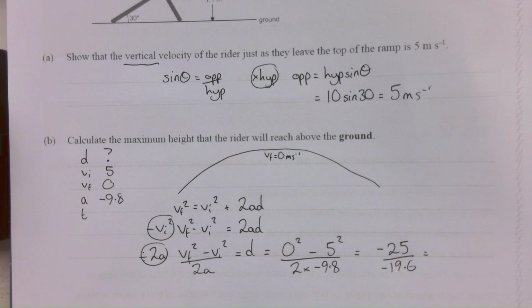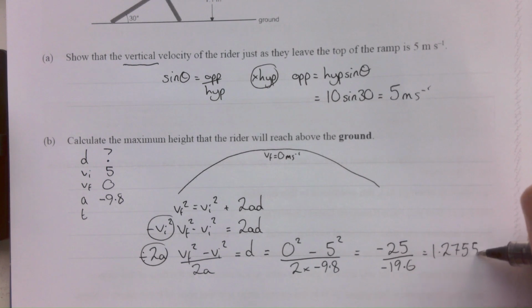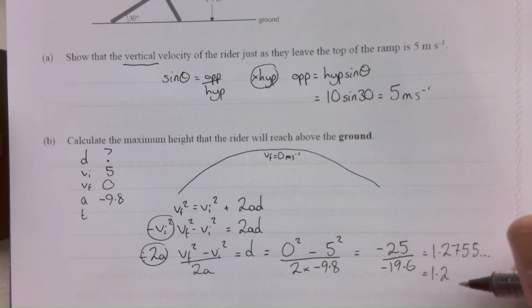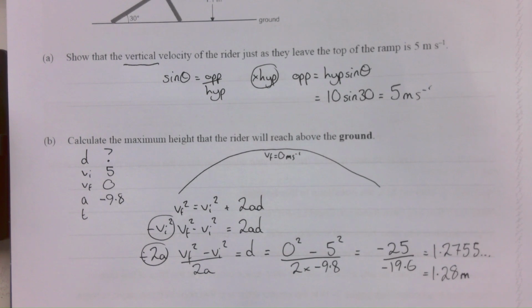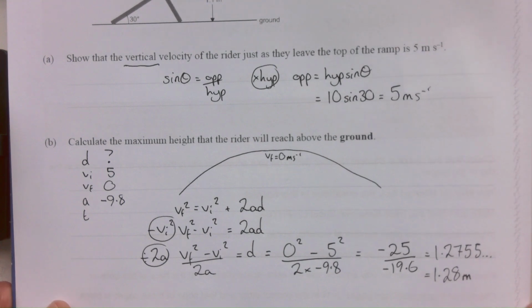If we throw that into a calculator, we get 1.2755..., and we're going to round that to 1.28 meters. Okay, now that's how much height the cyclist gained from the top of the ramp.